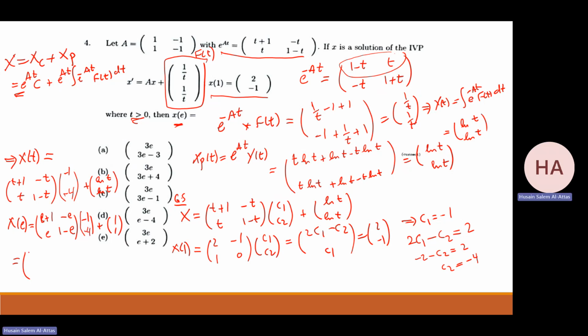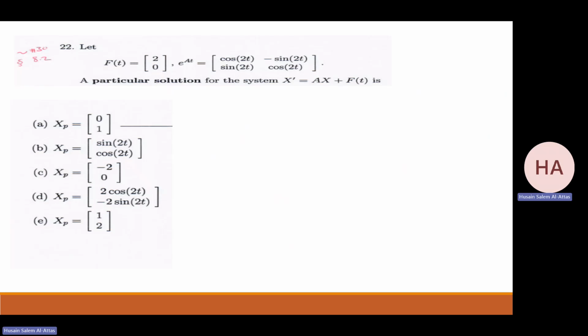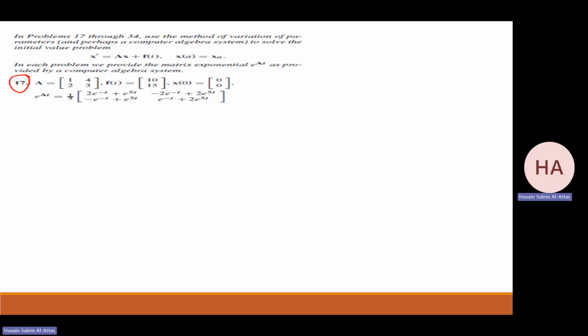Let me do the multiplication again. This is minus e minus 1 plus 4e, just a slight mistake, plus 1. This one: minus e minus 4 plus 4e plus 1. So that will be 3e minus 3, which is this one. Yeah, calculation, always these calculation things. Don't rush things.